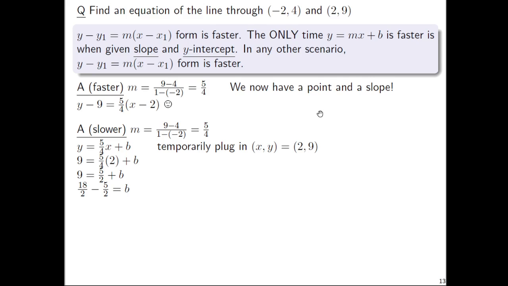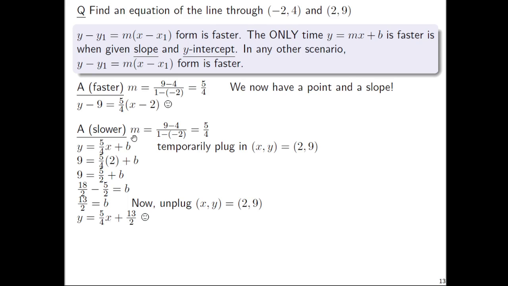I also skipped a step of writing 9 as 18 over 2. So then 18 over 2 minus 5 over 2 is 13 over 2. That's b. And I did mention you temporarily plug in x and y as 2 and 9. You then need to go back and unplug 2 and 9. So now that we know b is 13 halves, you go back to y equals 5/4 x plus b, that form where we didn't plug in for x and y, and then you have y equals 5/4 x plus 13 over 2.